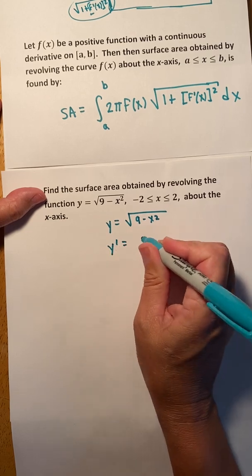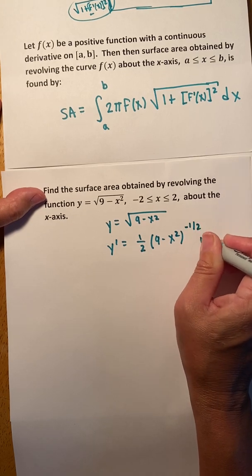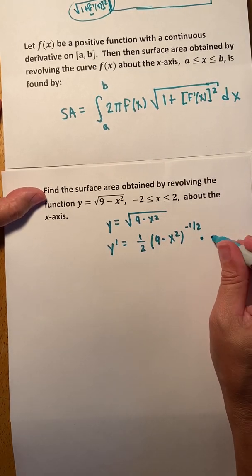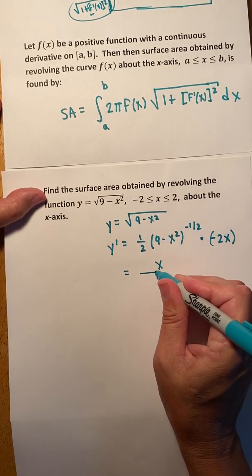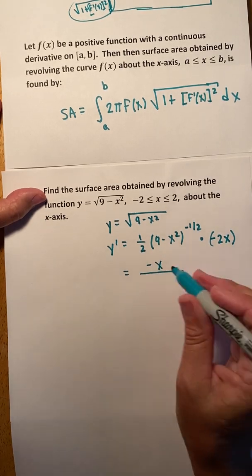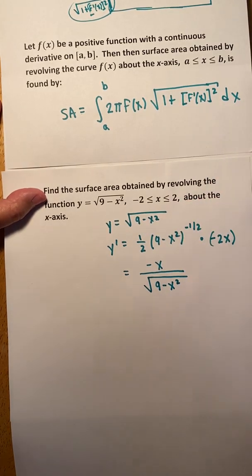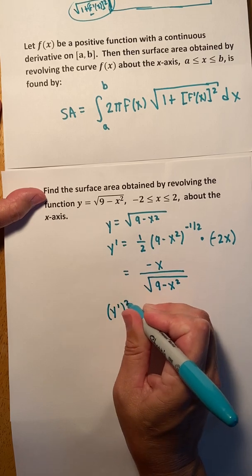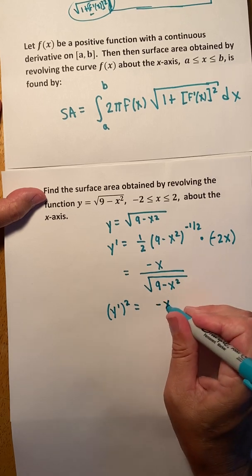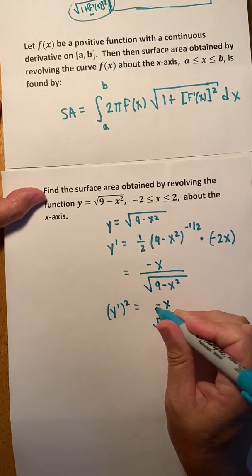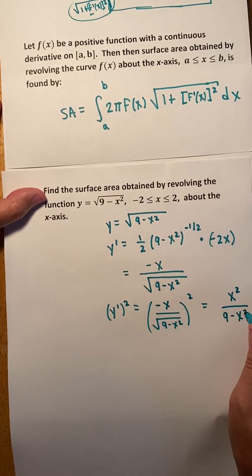So we have to find the derivative. It's 1/2 times 9 minus x squared to the -1/2. Don't forget, times the derivative of what's inside, which would be -2x. Then we're going to clean that up a little bit. The 2's cancel, so it'll be -x all over the square root of 9 minus x squared. Now I need the derivative squared, so I'm going to square it right now, so I'm not writing this integral over and over again. If we square this, we get -x over the square root of 9 minus x squared, all squared, and that nicely becomes x squared over 9 minus x squared.